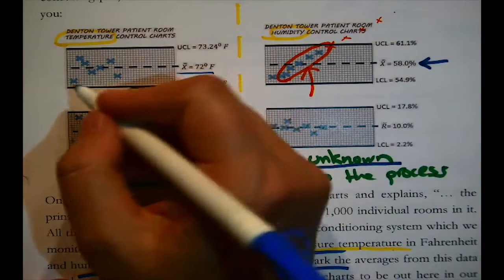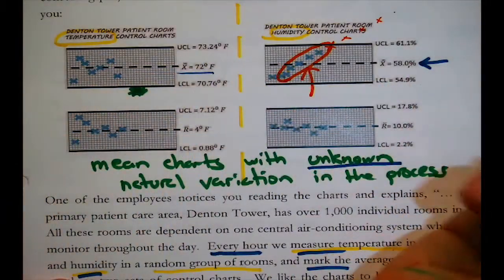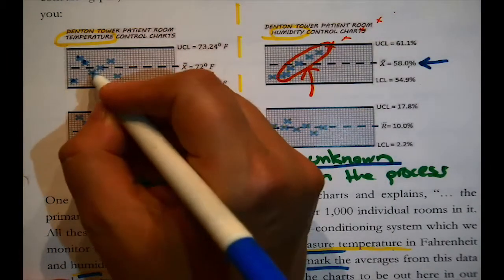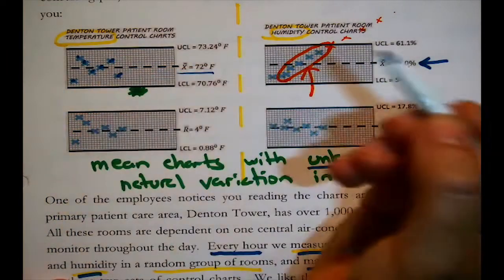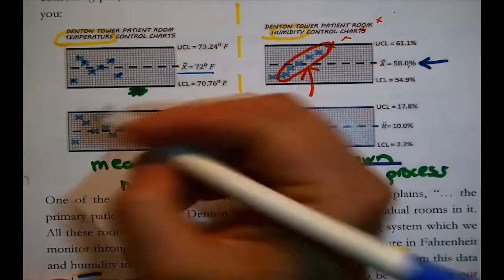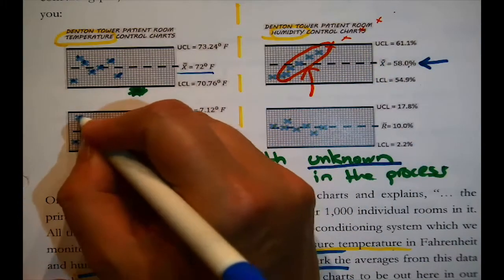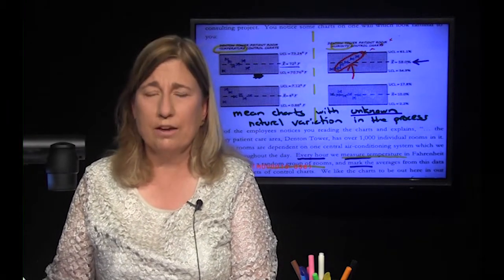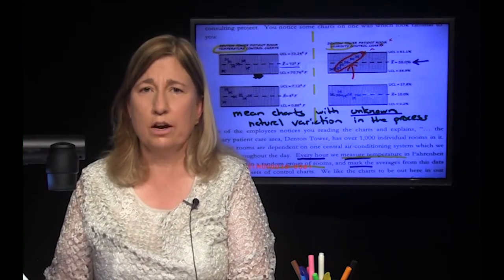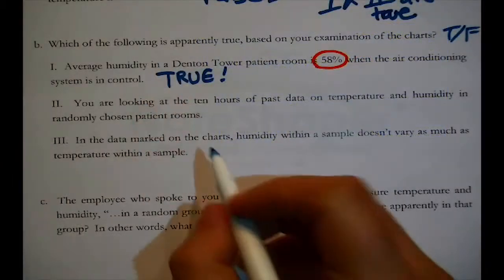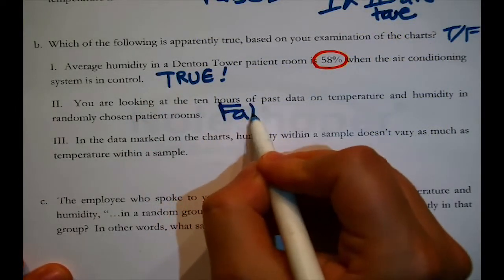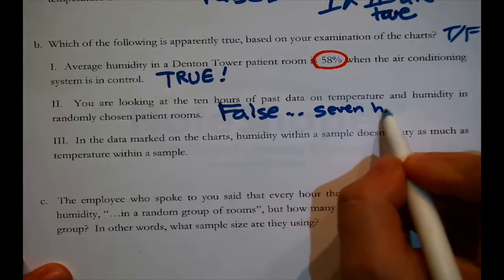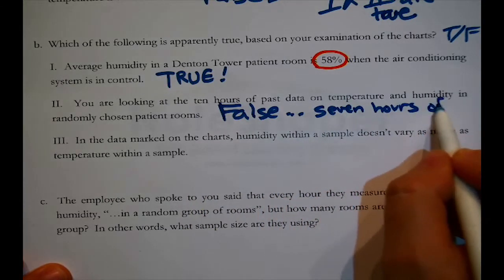So are we looking at 10 hours worth of that? 1 hour, 2 hours, 3 hours, 4, 5, 6, 7. I count 7 marks on this chart. I'll count the other one to confirm. 1, 2, 3, 4, 5, 6, 7. 7 marks on the chart mean that 7 hours have gone by. This has been done 7 times. So this is false. This is only 7 hours of data.